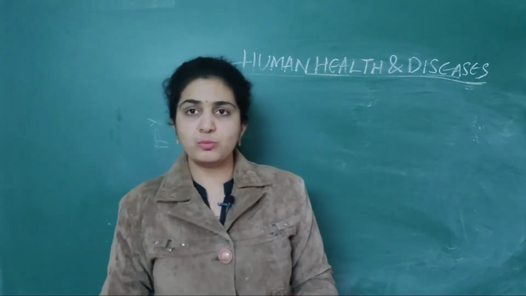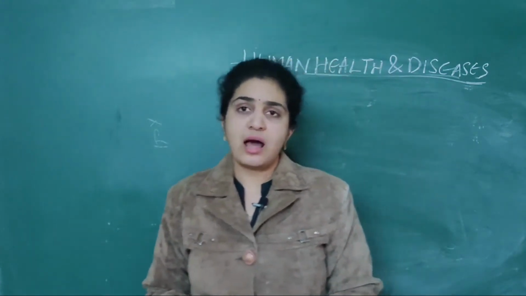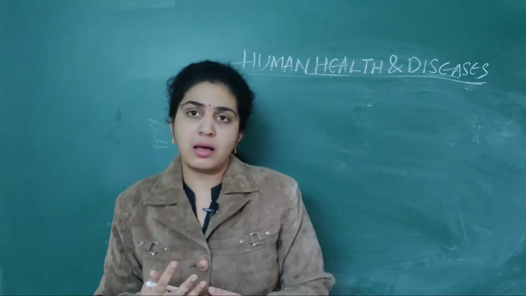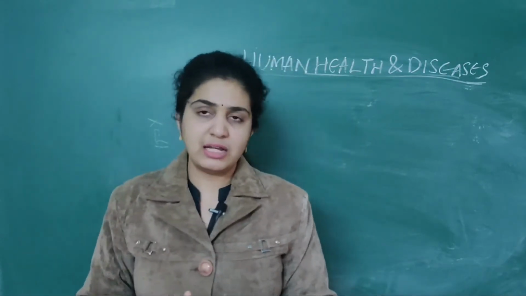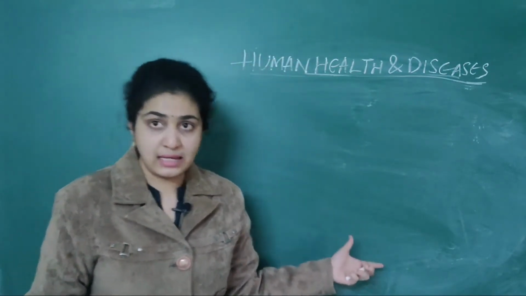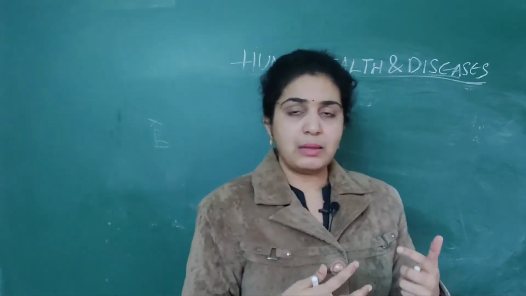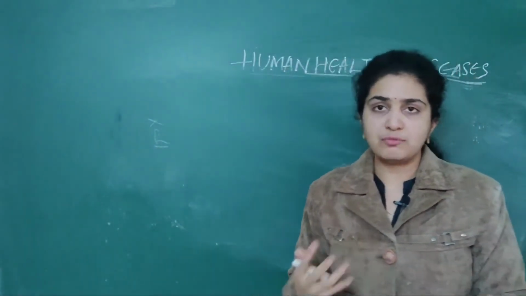In this lecture, we are going to continue with the topic called human health and diseases. In the last class, we dealt with the different lymphoid organs associated with the immune system, as well as the topic called AIDS. So the primary lymphoid organs and secondary lymphoid organs we have already discussed.